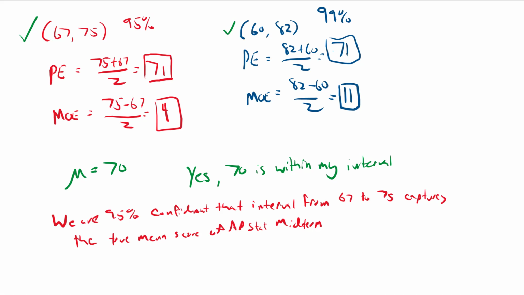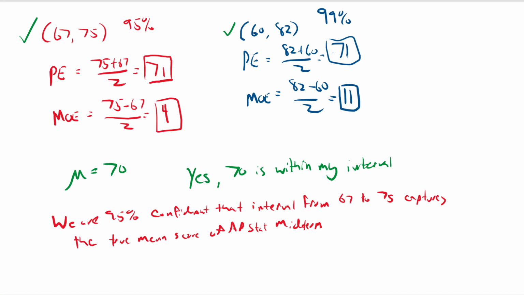You could also, with a little changing of the numbers, say you are 99% confident that the interval from 60 to 82 captures the true mean score of the AP midterm exams. Either one of those would be the same way of stating that information.